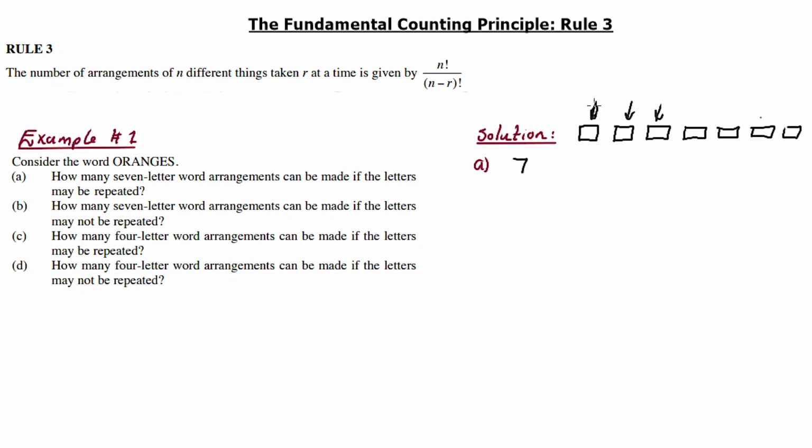For the first block, I have 7 choices. Times, for the second block, I also have 7 choices, because they can be repeated. So after choosing O, I also have 7 choices. After choosing R, I again have 7 choices. So it's going to be 7 times 7 times 7 times 7 times 7. 1, 2, 3, 4, 5, 6 times 7.